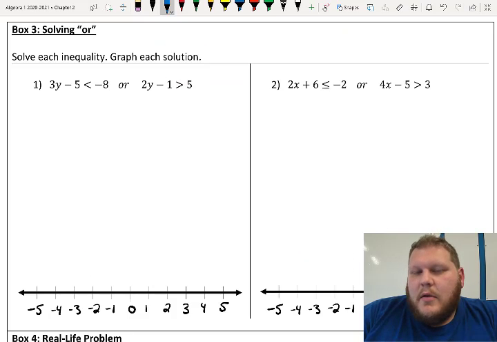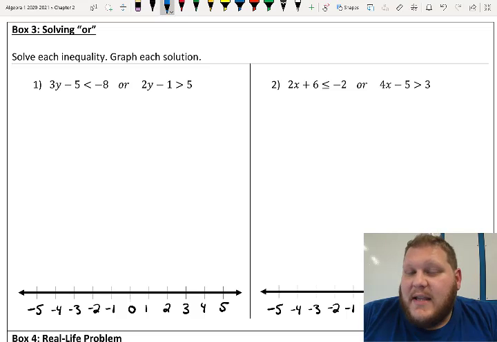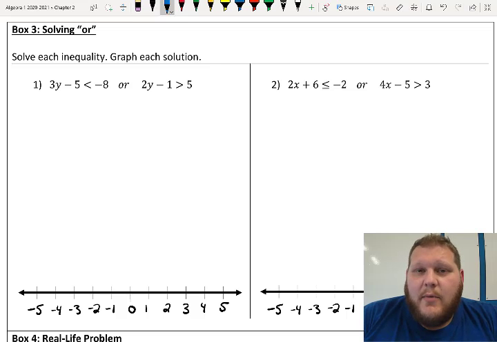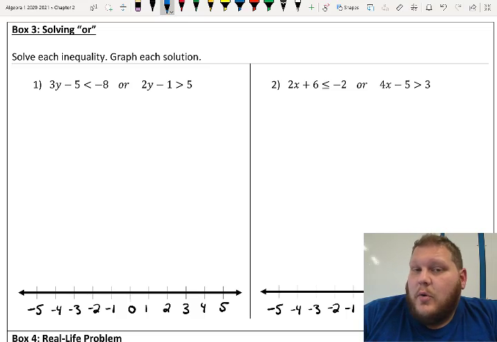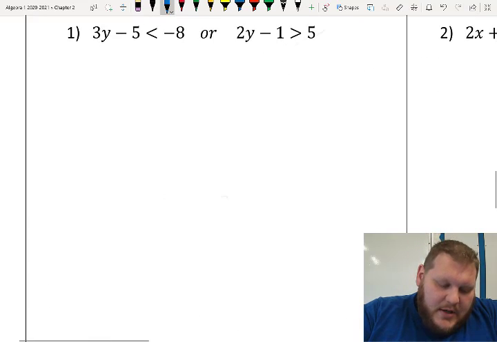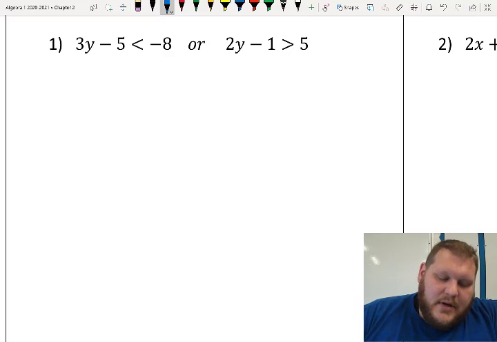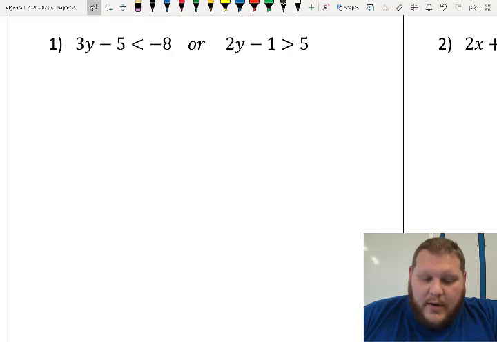For box 3, we're working on solving OR problems. Now these ones can be a little more tedious, meaning they're going to be more time consuming, but they really should be easier for us because for an OR problem, we know they go in opposite directions. They're totally separate from each other. And that's how we're going to go through and solve these. They're totally independent problems that you're just going to be solving at the same time for each problem.